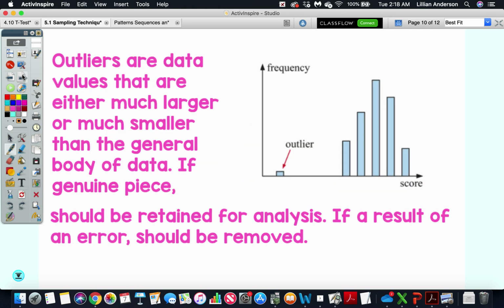All right. You can't forget about outliers. Outliers are data values that are either much larger or much smaller than the general body of the data. If it is a genuine piece, then it should be retained for any type of analysis, mean, standard deviation, etc. But if the result is an error, it should be removed. So you want to make sure that you're aware of that as you're doing these different types of problems.